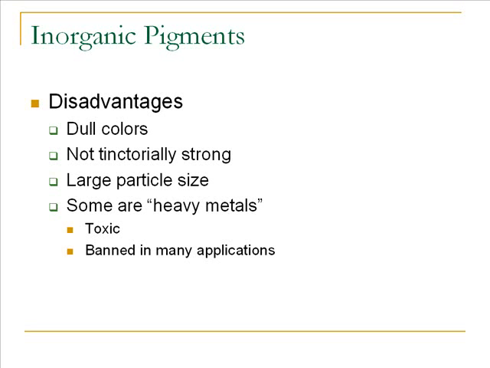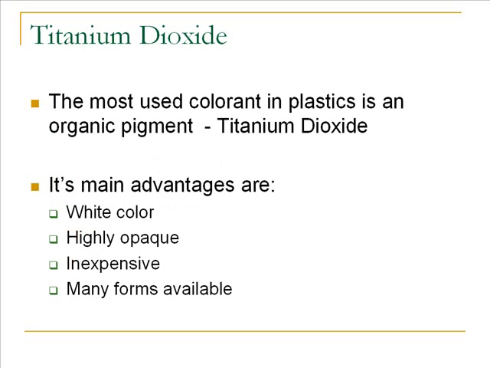Titanium dioxide is the most used colorant in the plastics industry. It is, and I should say, an inorganic pigment because of the titanium. That's the metal. The main advantages are its very white color, it's highly opaque, inexpensive, and there's many forms available. One of the companies that has members in the CAD is DuPont, and they make TiO2, and they have very many grades of TiO2. I think they've given us TiO2, and I think we have 4 or 6 different grades of TiO2 for different applications.